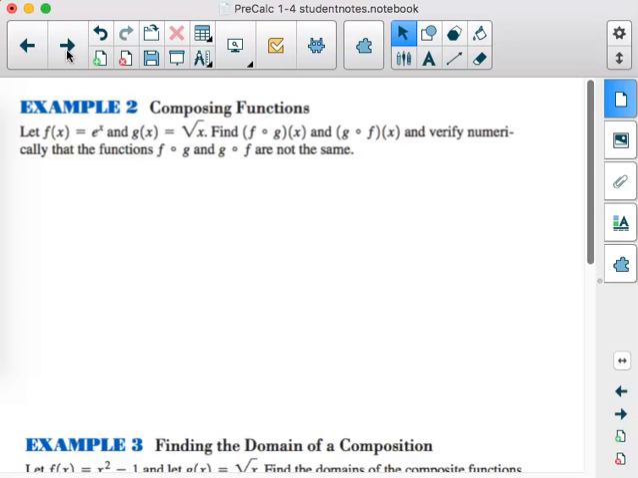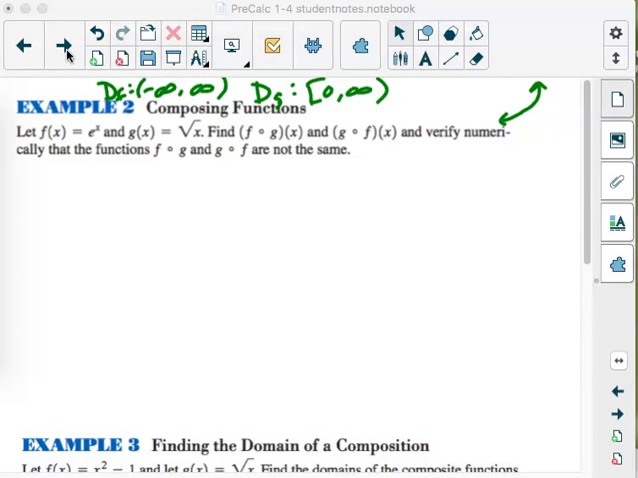Let f of x equal e to the x, and just remember that e is just a number. Don't let that faze you at all. Try to keep in mind what that graph looks like, and you'll realize, oh, the domain of that is all real numbers. It's just an exponential growth function is all it is. And g of x equals the square root of x. Find f of g of x and g of f of x, and verify numerically that the functions f of g and g of f are not the same.